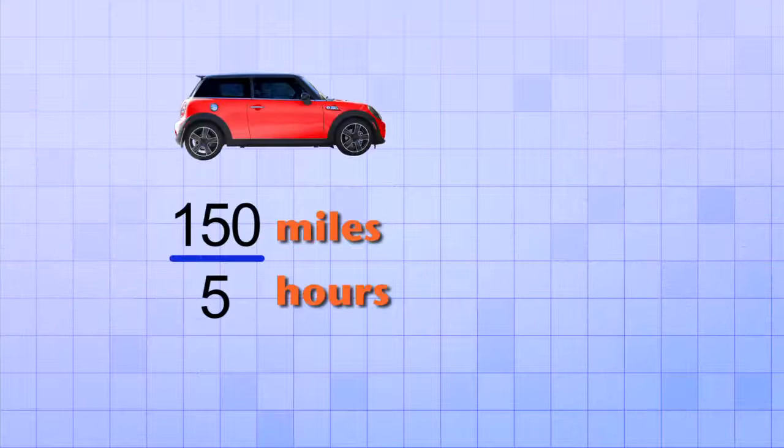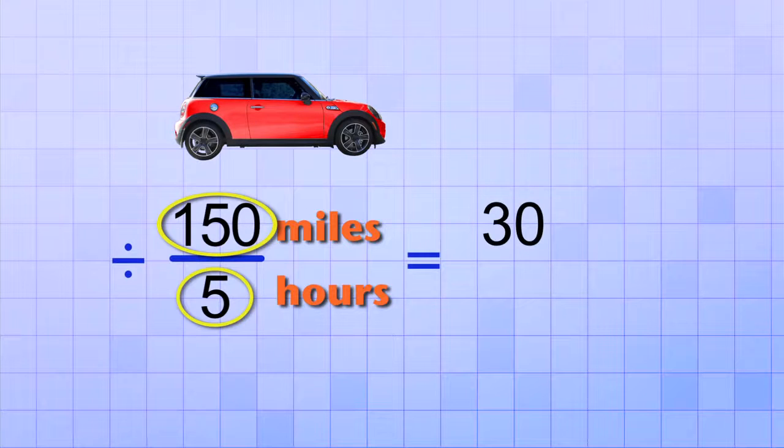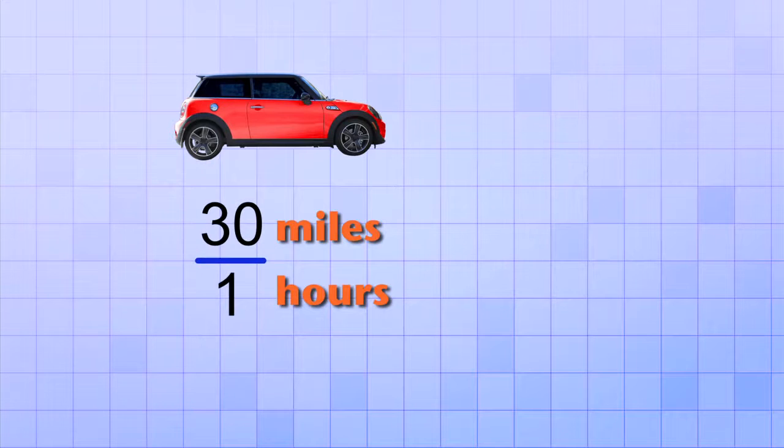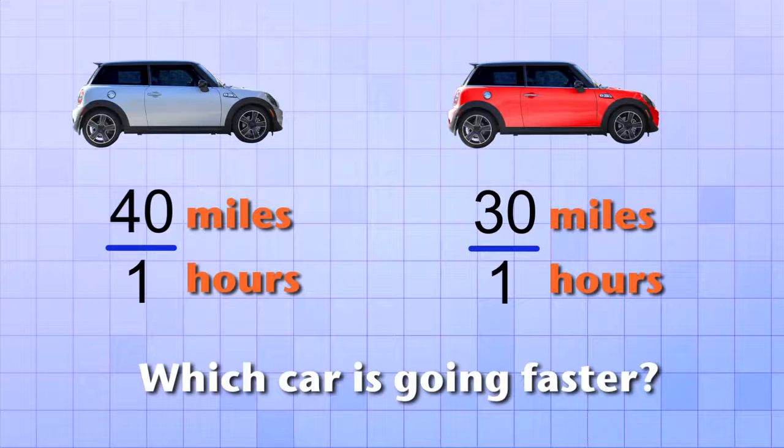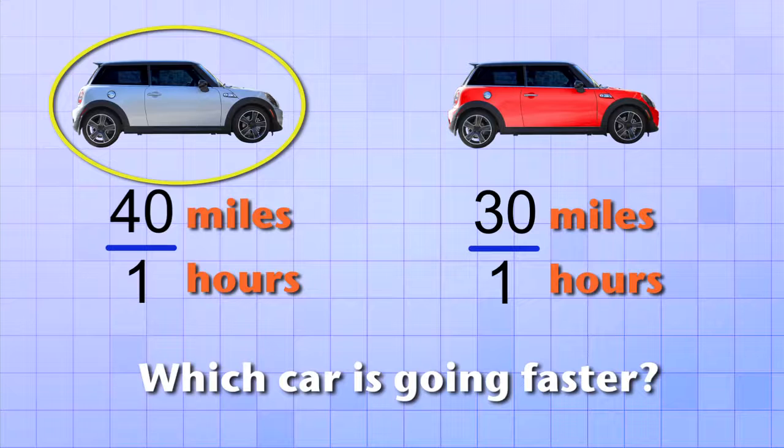The second car's rate was 150 miles per 5 hours. So if we divide 150 by 5, we get 30. So the unit rate for the second car is 30 miles per hour. And now you can easily tell that the first car is going faster. And you can tell why unit rates are so helpful.